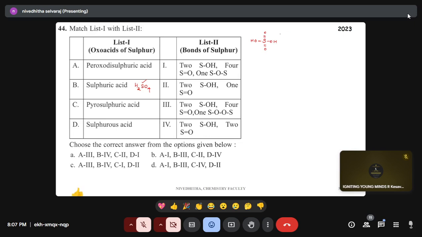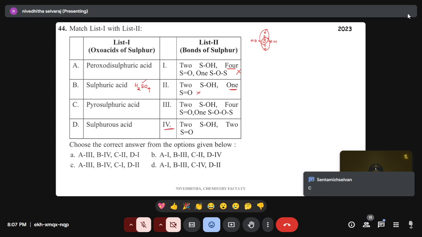So here, how many sulfur oxygen double bonds are there? Two sulfur oxygen double bonds, right? So in the first option, they've given us four sulfur oxygen double bonds. So this will not be the answer. And here they got only one sulfur oxygen double bond. So this will not be the match. So of course this one, fourth one, right?